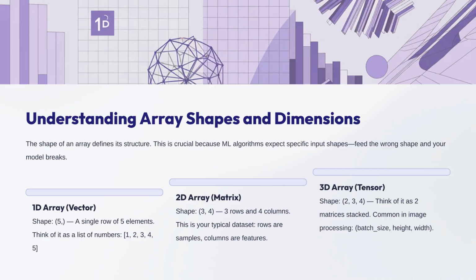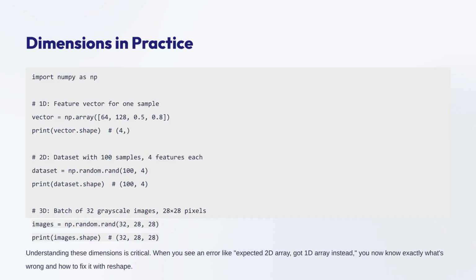Understanding array shape is crucial. 1D arrays or vectors have a shape like (5,). 2D arrays or matrices have a shape like (3, 4), representing rows and columns. 3D arrays or tensors are common in image processing. In practice, a 1D feature vector has shape (4,). A 2D dataset with 100 samples and 4 features has shape (100, 4). A batch of 32 images has a 3D shape, like (32, 28, 28).